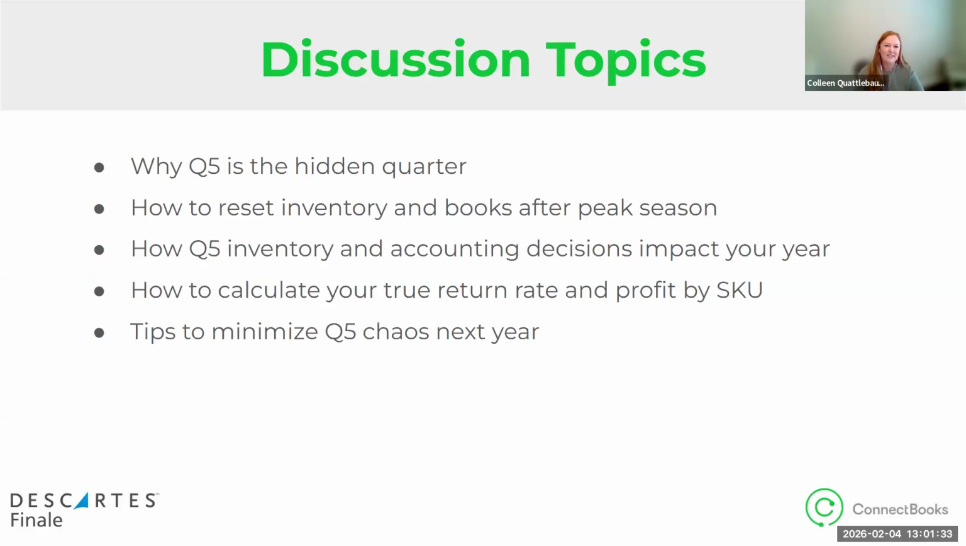So our discussion topics today: we'll cover why Q5 is the hidden quarter, how to reset inventory and books after the peak holiday season. We will talk about how Q5 inventory and accounting decisions that you make now impact your year going forward, and how to calculate your true return rate and profit by SKU. And then we'll also share some tips to make things a little bit smoother and minimize that Q5 chaos next year.